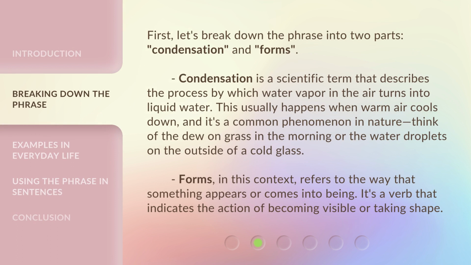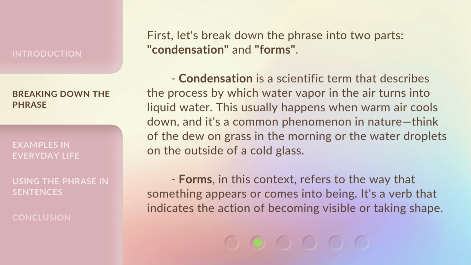First, let's break down the phrase into two parts: condensation and forms. Condensation is a scientific term that describes the process by which water vapor in the air turns into liquid water. This usually happens when warm air cools down, and it's a common phenomenon in nature. Think of the dew on grass in the morning or the water droplets on the outside of a cold glass.